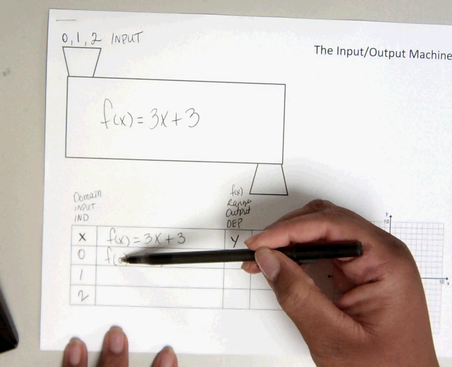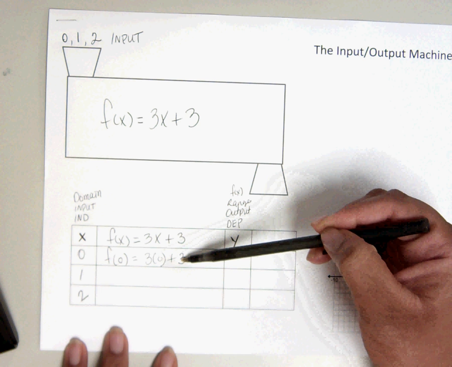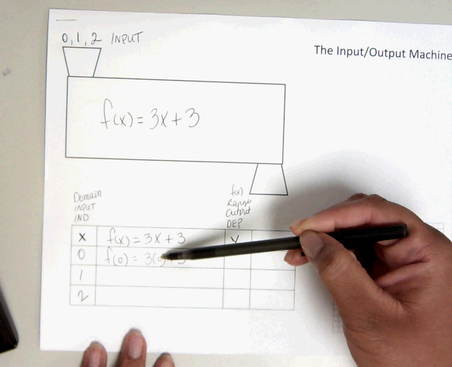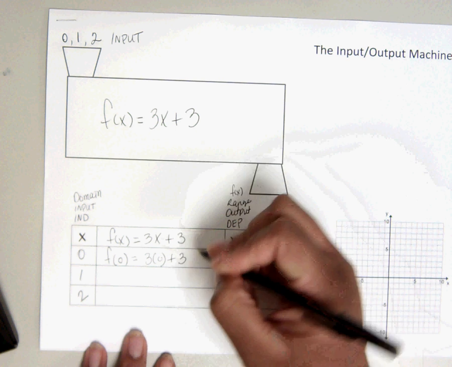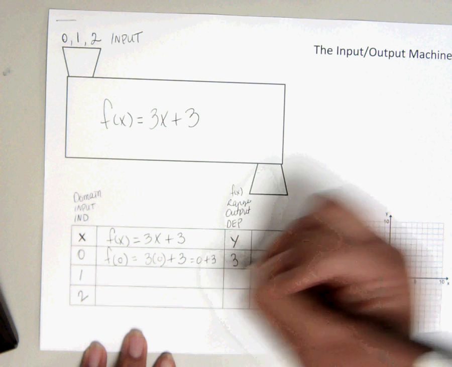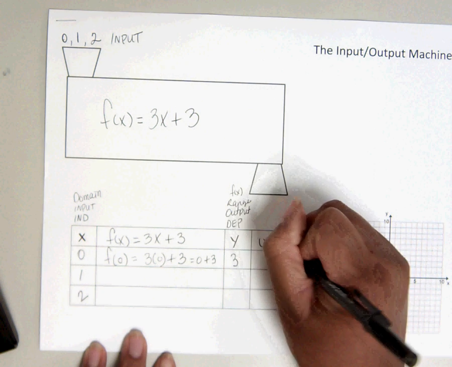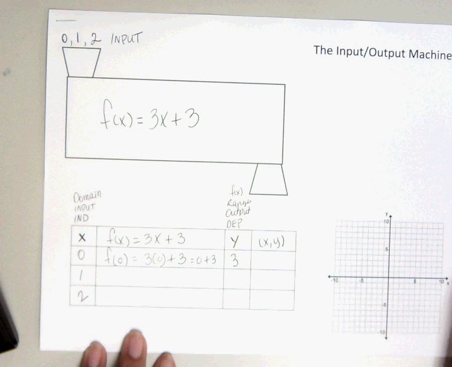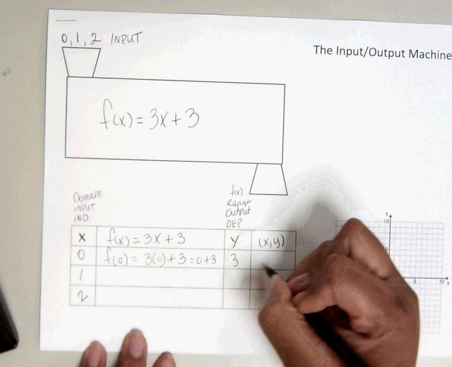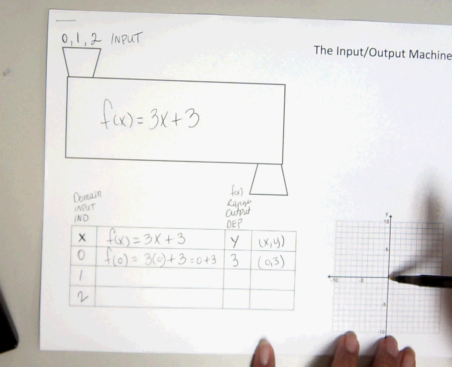This says put 0 in the function. That's what that says. And I just did right here. That's all that means. So 3 times 0 is 0. Plus 3 is 3. Now what do we put in this last box? We're going to put our point, x, y. What is x? 0. What is y? It's 3. So then you come over here and graph 0, 3.